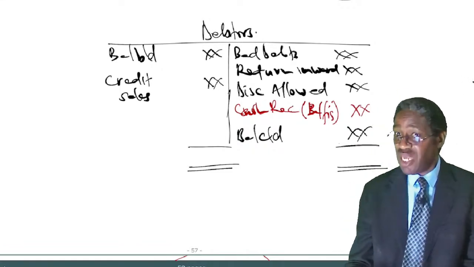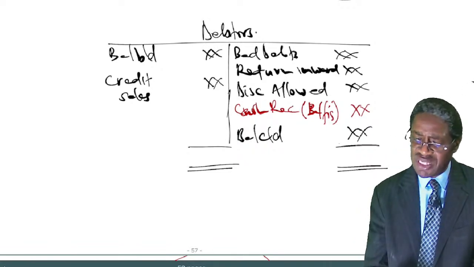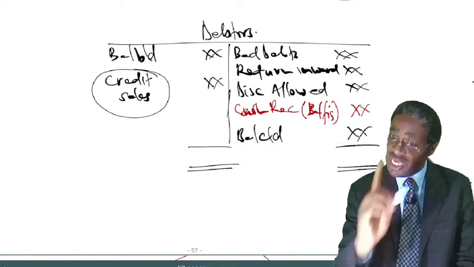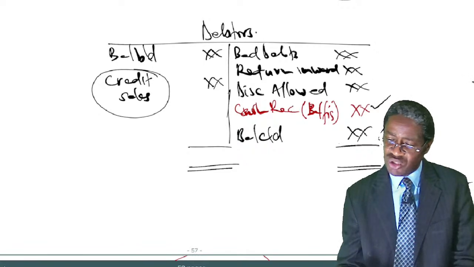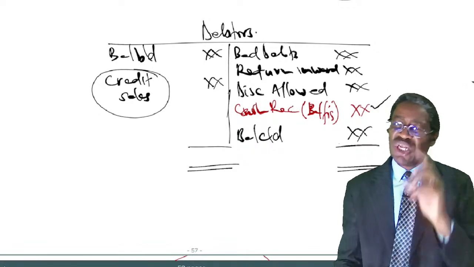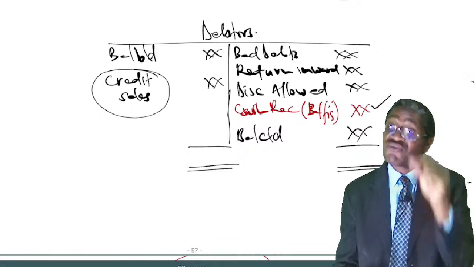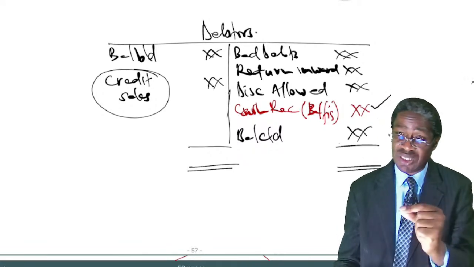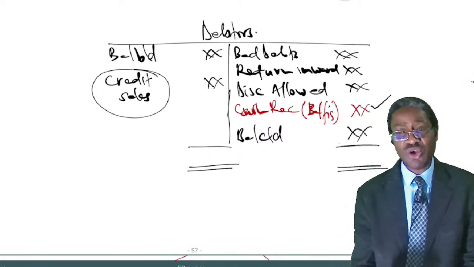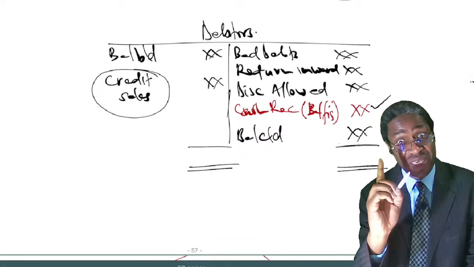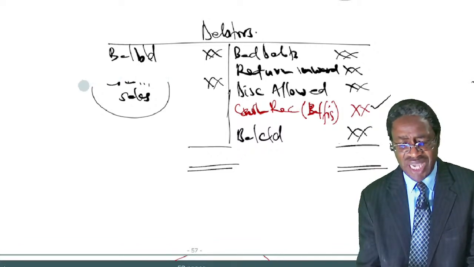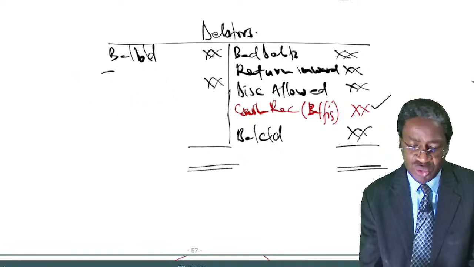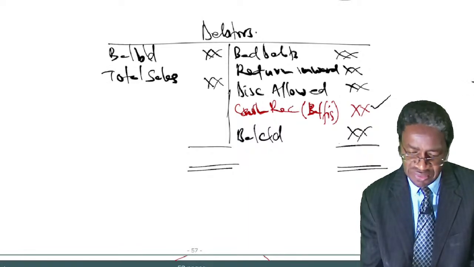Listen, when I use credit sales on the debit side, it means that the cash I'm going to get here as a balancing figure will be the cash I'm receiving from debtors. But because we are determining the cash received from customers, then for cash flow purposes we normally don't use the credit sales alone. Instead, we use the total sales.